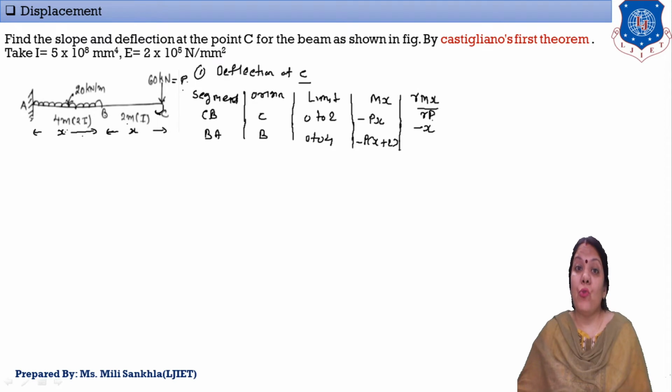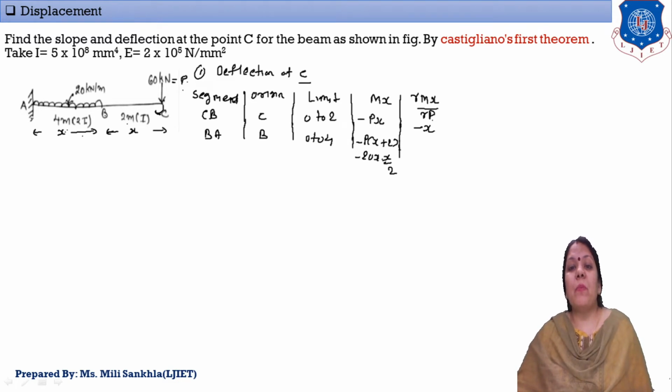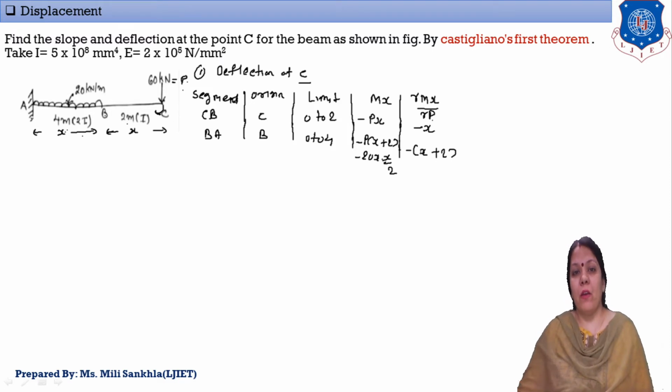Next the UDL is given, and this UDL also rotates clockwise, right hand side, so minus 20 into x and x by 2. Now del Mx by del P: here P is not mentioned in the UDL term, that means differentiation is 0. In the other term P is mentioned, so differentiation is equal to minus x plus 2. Okay, here our table is complete.